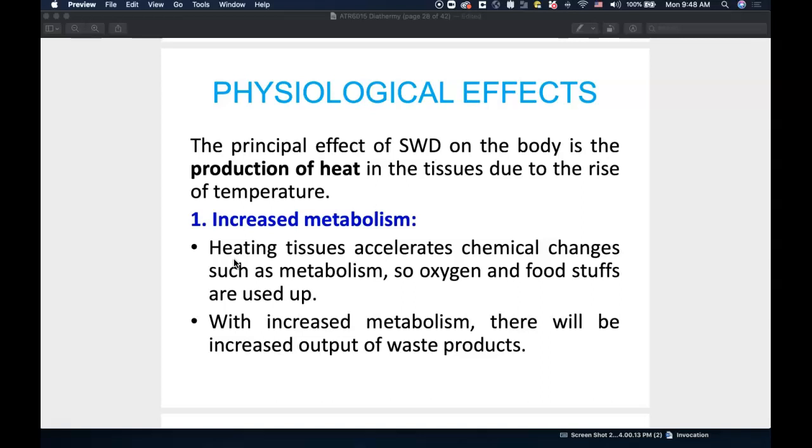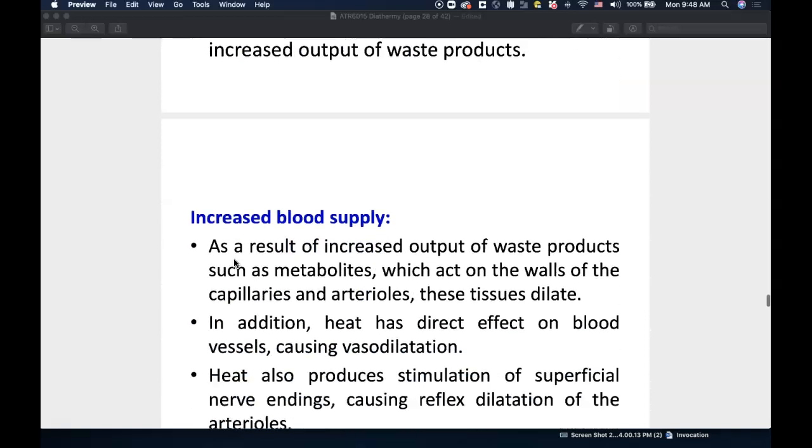But one of the cool things about increased cellular metabolism is that there will be increased output of waste products. So what do I mean by that? The increased removal of waste products within the injured area, which again is going to do what? It's going to enhance the healing process, right?